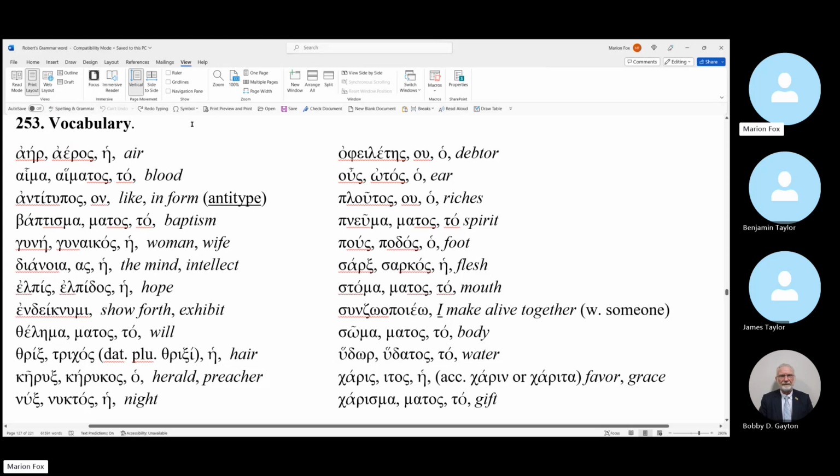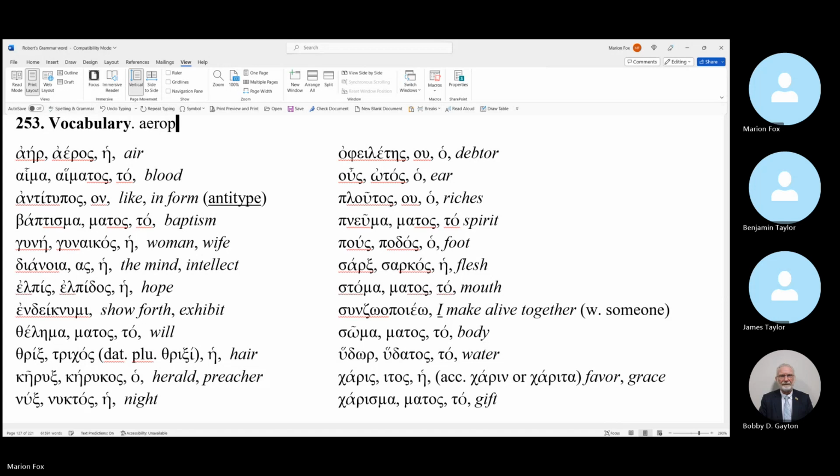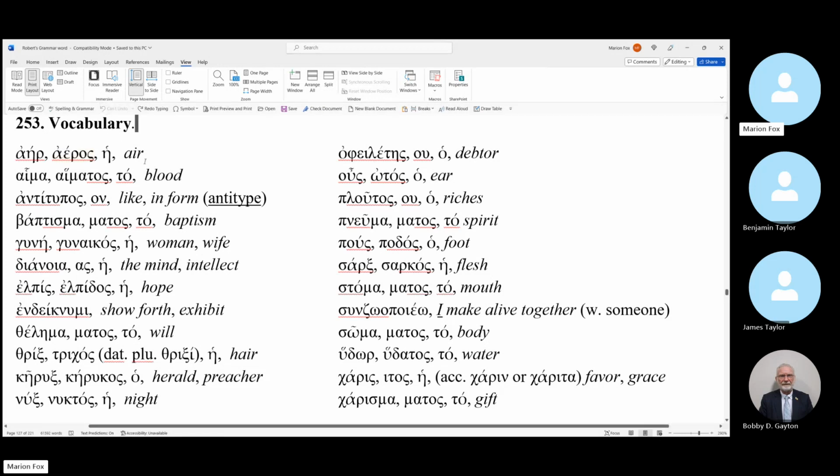And I remember they used to refer to airplanes as aeroplanes. Have you seen that in writings? You can see that right there, aero. I've seen it. So that was the earlier spelling for aeroplane. And then they changed it to airplane. And this is the word air.